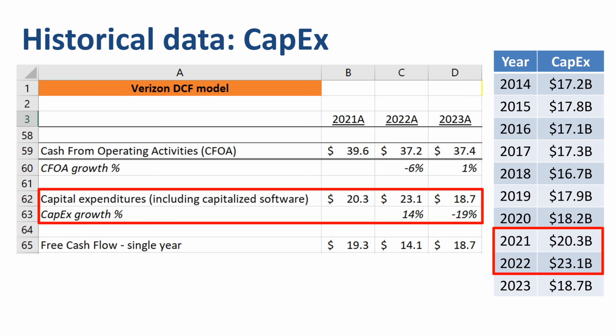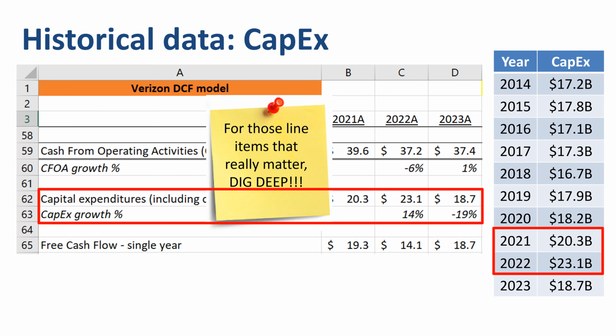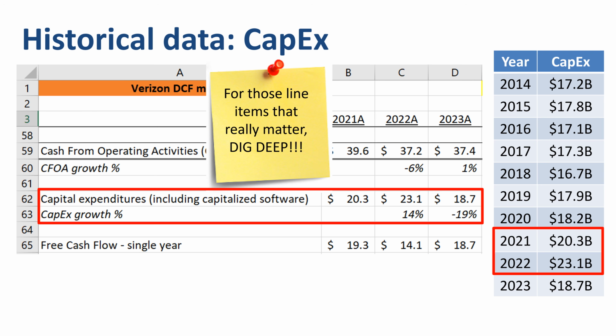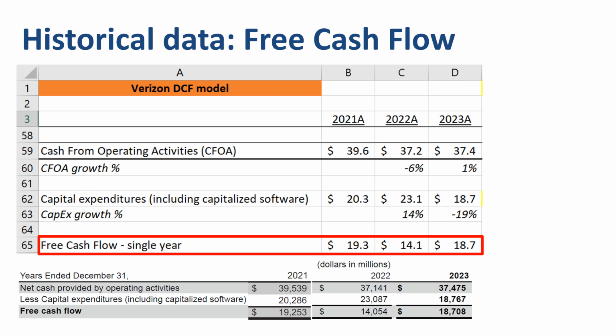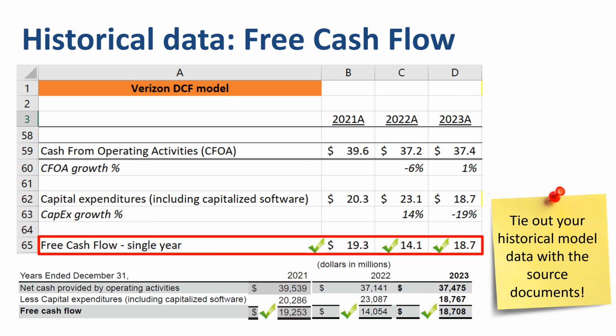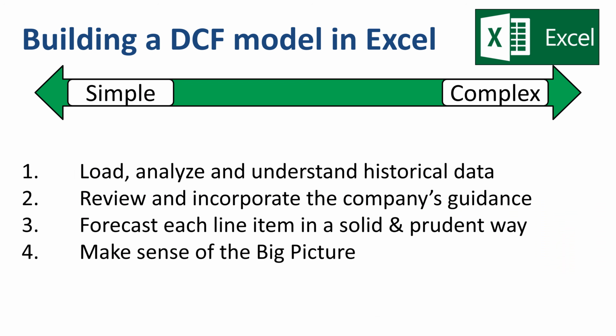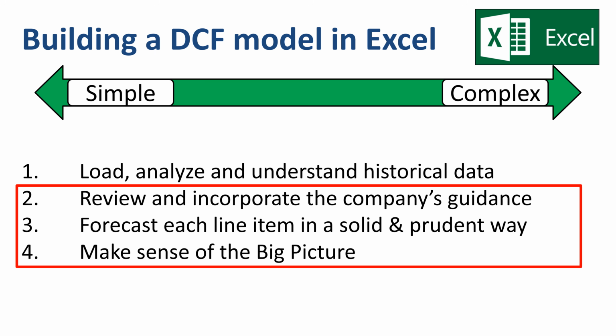Cash from operating activities minus capital expenditures equals free cash flow. At this point, check that what is in your Excel DCF model is the same as what is in the company's 10K annual report. If that's the case, then it's time to start the forecasting part of the discounted cash flow model.